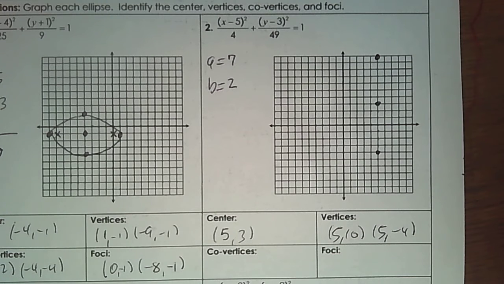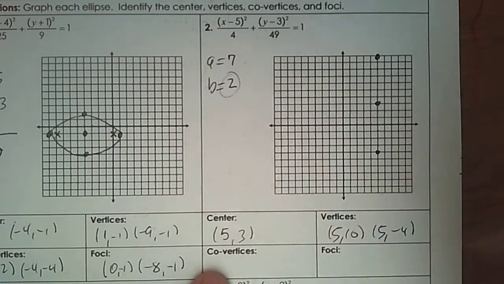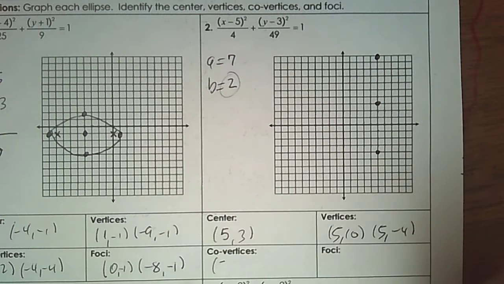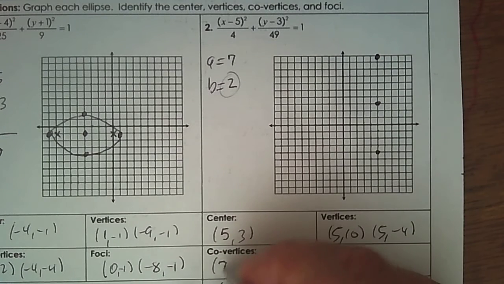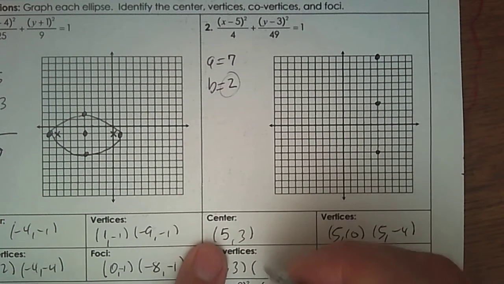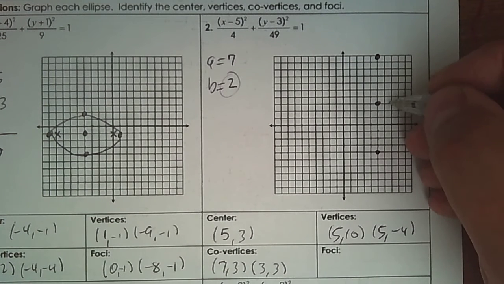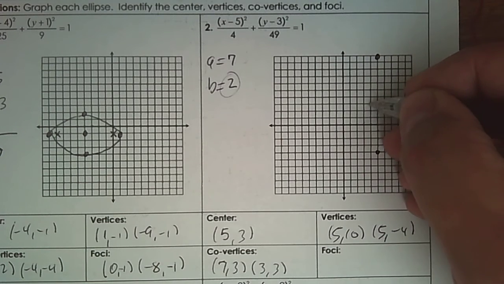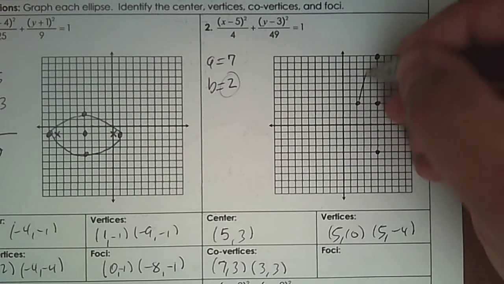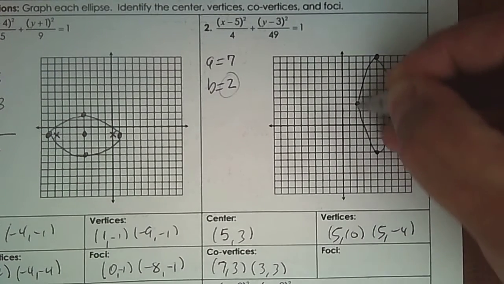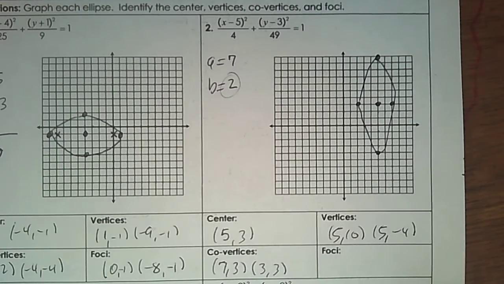Next, the minor axes. When I find the minor vertices, I'm going to add and subtract 2 to the x value. So that's going to be 7, and subtract 2, that's going to be 3. So find 7, 3. But really, I'm going to count 2 to the right and 2 to the left. And then you've drawn your vertical ellipse. Connect the ends together.